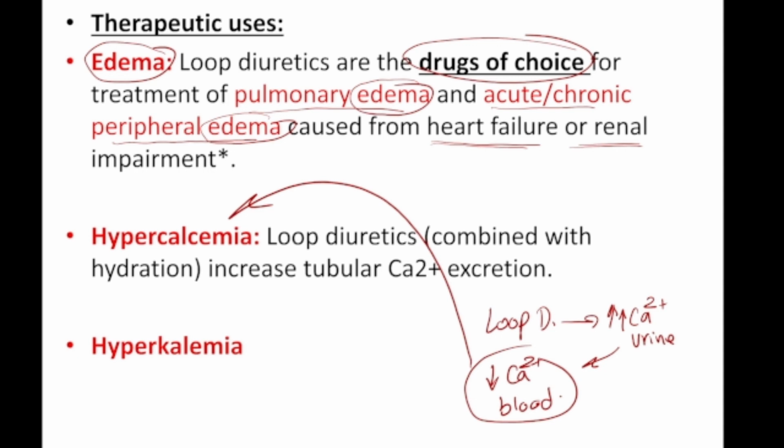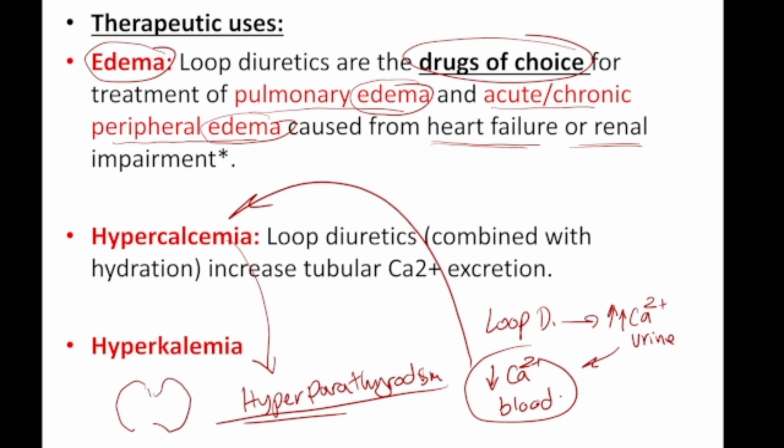What is the cause of hypercalcemia, for example? It could be related to hyperparathyroidism. This is related to the four small parts of the parathyroid gland here in the neck. This is the thyroid gland, and this is the parathyroid gland, which is responsible for secretion of PTH, parathyroid hormone, and this will lead to hypercalcemia. So if the patient suffers from hypercalcemia due to hyperparathyroidism, we can prescribe loop diuretic to decrease calcium in the blood and improve symptoms. But this is symptomatic treatment. We need to treat the cause of hypercalcemia.